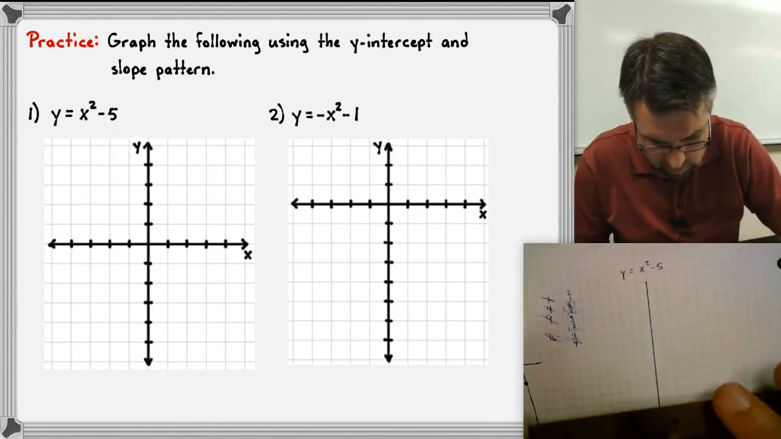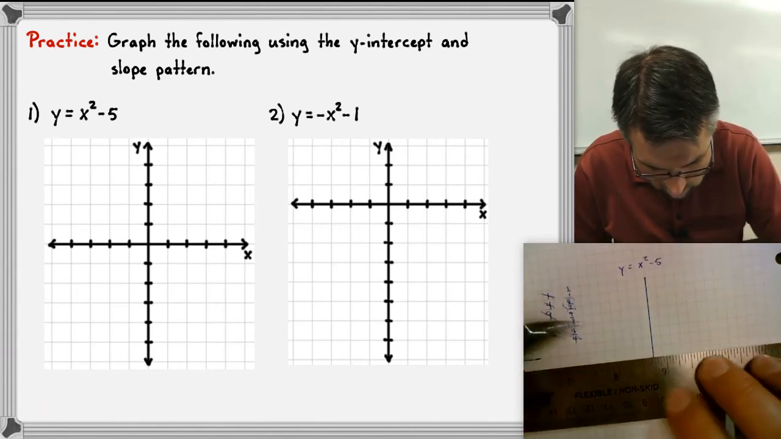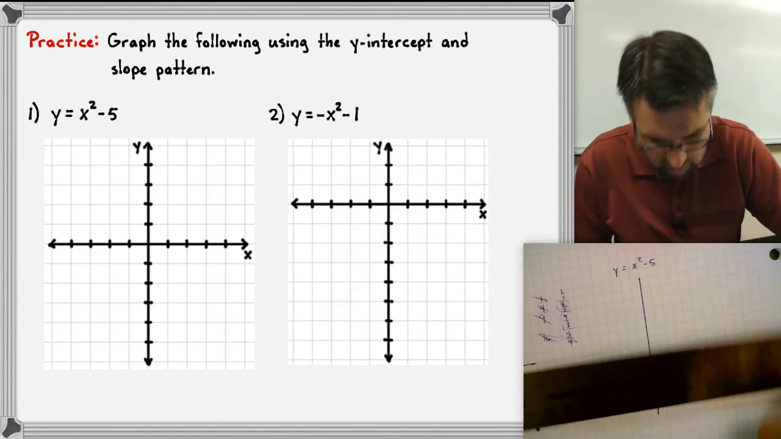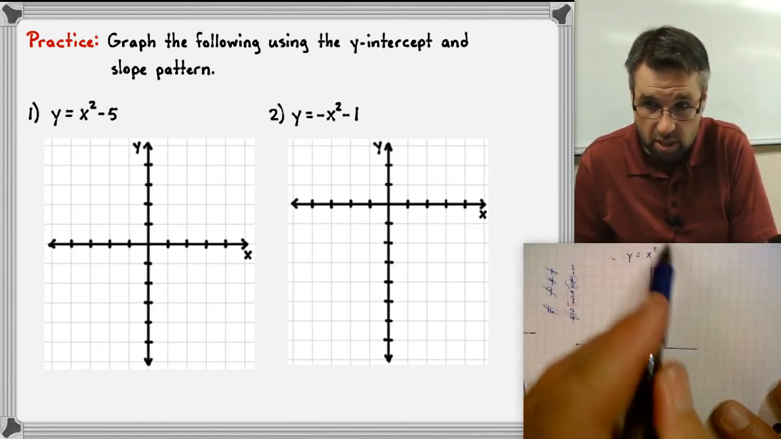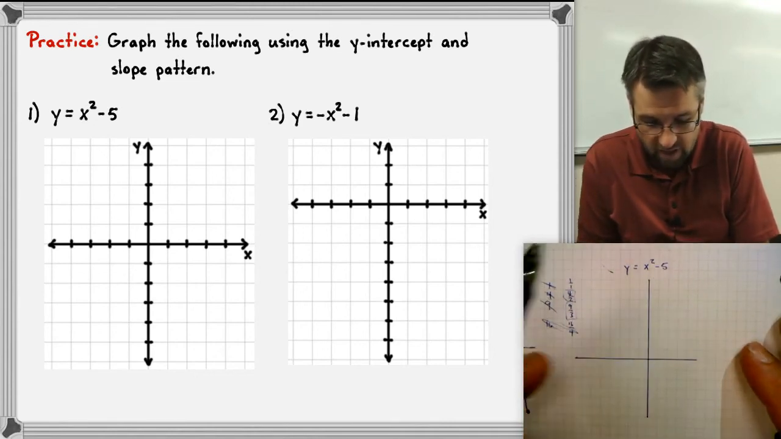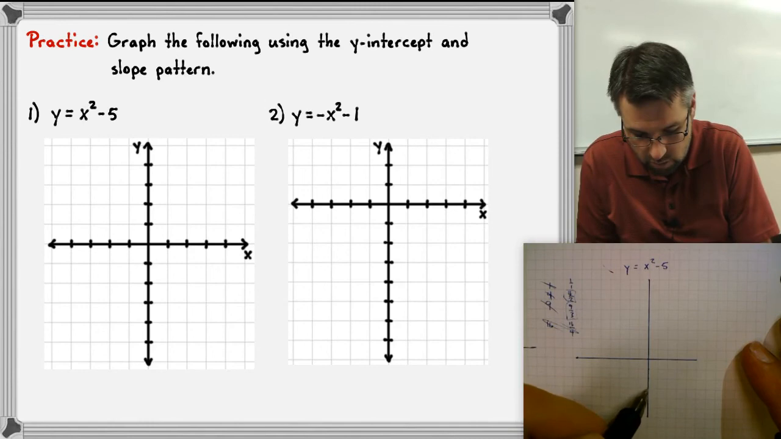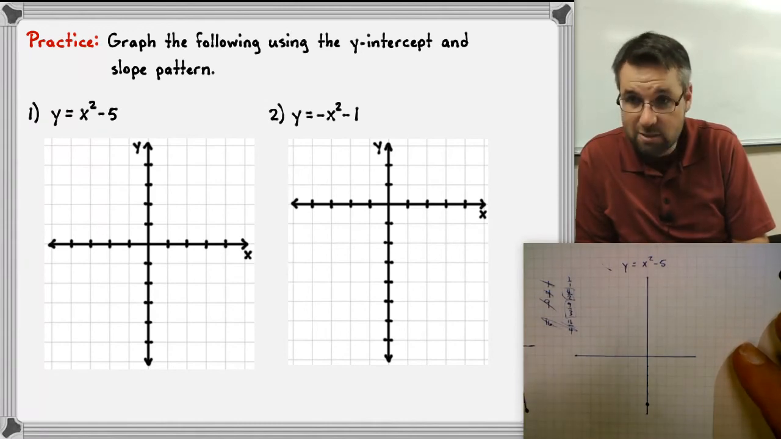All right, let's see here. Set up my XY axis there, pretty big. So what does this parabola tell me? What does this equation tell me? Well, the first thing it tells me is that I've got to go down 5. So I'm going to go down 1, 2, 3, 4, 5, and I'm going to put a dot. That is my vertex. Then I'm going to follow my slope pattern.